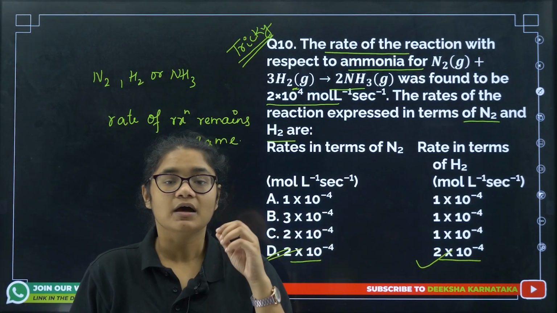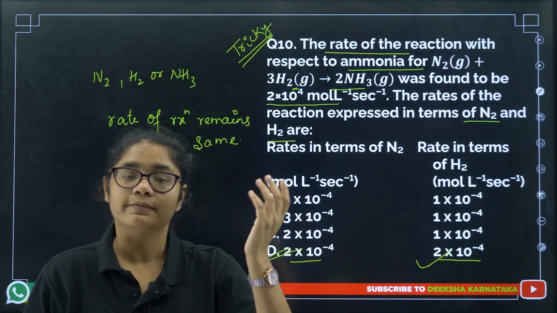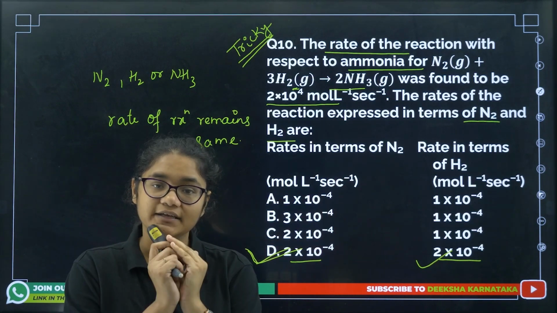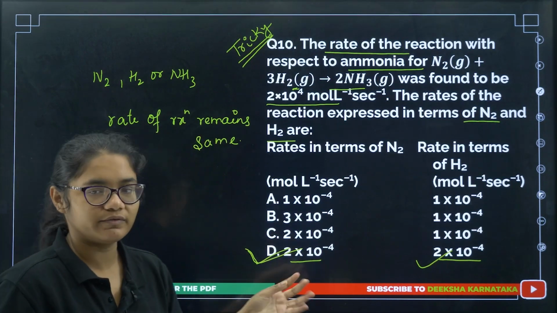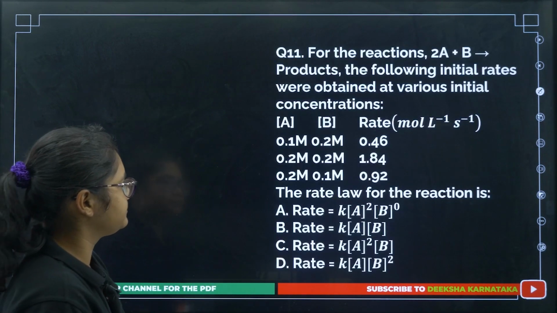Had the question been asked about the rate of disappearance of H2, or the rate of disappearance of N2, then you need to use the differential equation and do the calculation. But here it is asking the rate of the reaction, right? What is the rate of the reaction? Rate of the reaction will always remain the same. Okay, fine. Next, question number 11.